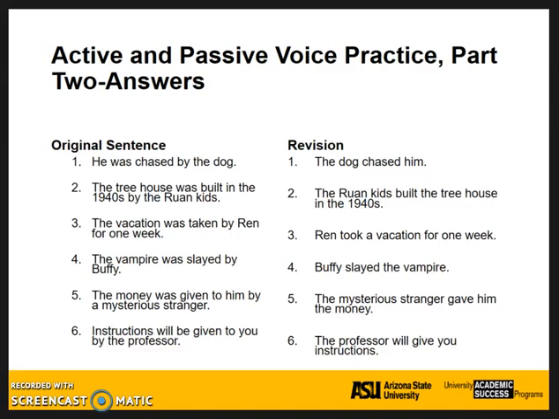Sentence 4 is, Buffy slayed the vampire. Sentence 5 should be, the mysterious stranger gave him the money. And finally, sentence 6 is revised to say, the professor will give you instructions.